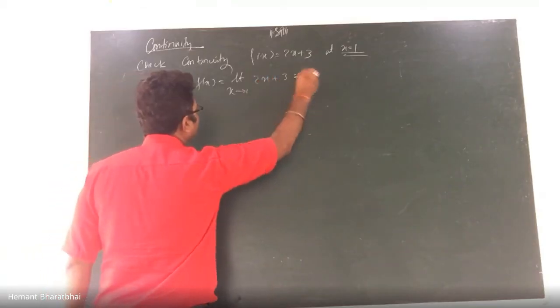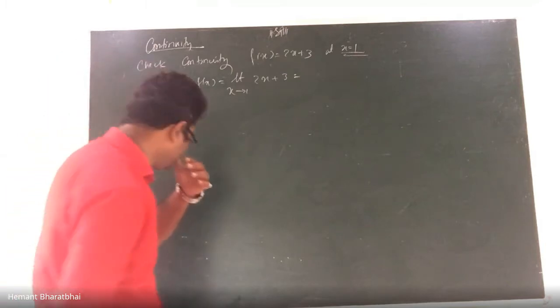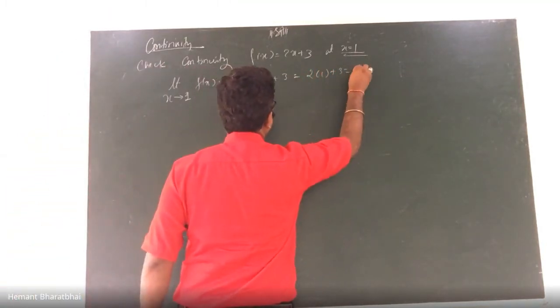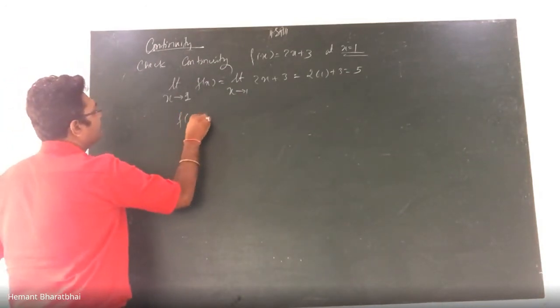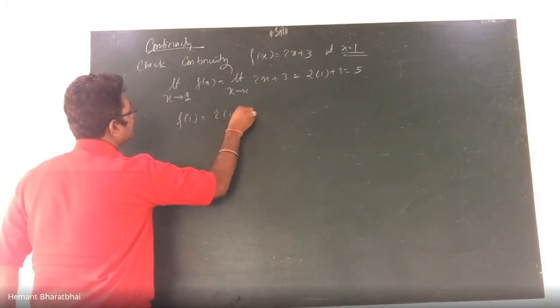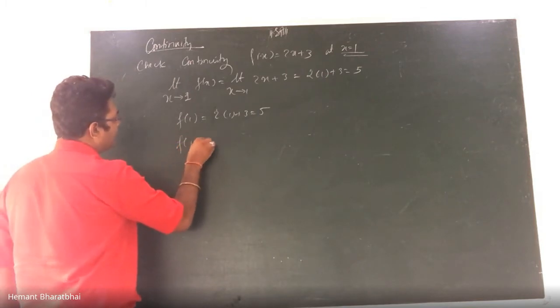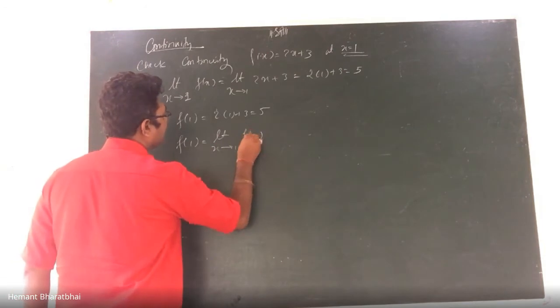2x plus 3. Nothing is there in the denominator, so we don't have to worry. So we'll directly apply the limit. So I'll get 2 into 1 plus 3, that is 5. Now let me find out f of 1. So f of 1 will be 2 into 1 plus 3, so that is also 5. So I am getting f of 1 is equal to limit of x tends to 1 f of x.